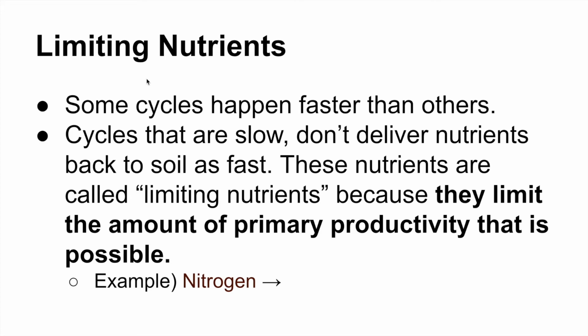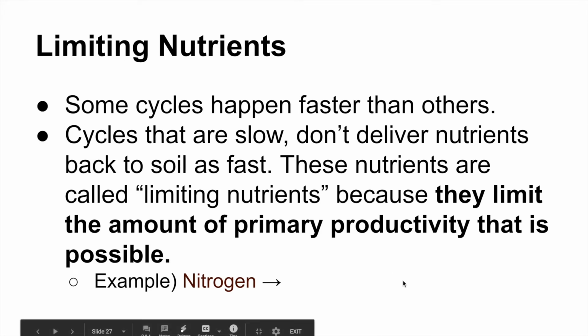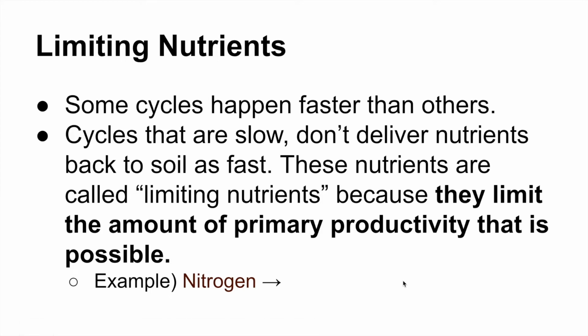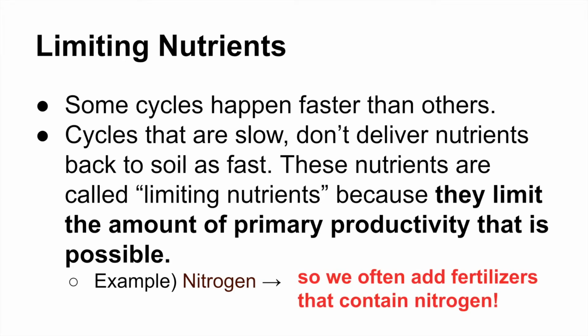So when we talk about limiting nutrients, well, some cycles happen faster than others. Cycles that are slow don't deliver nutrients back to the soil as fast, and these nutrients are called limiting nutrients because they limit the amount of primary productivity that is possible. The example here is nitrogen. We can add fertilizers that contain nitrogen, and that can go through and allow the plants to grow faster. But without those fertilizers, the plants are only going to grow at a rate that the nitrogen-fixing bacteria can provide for them.